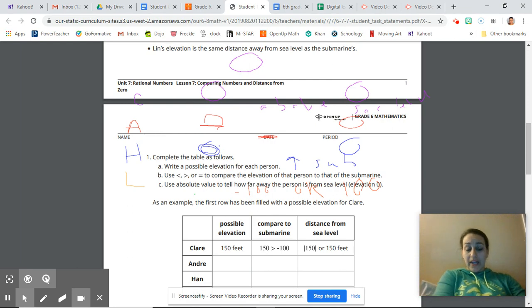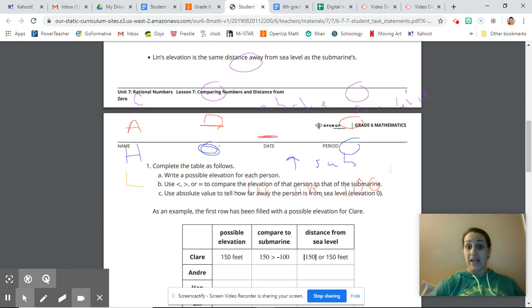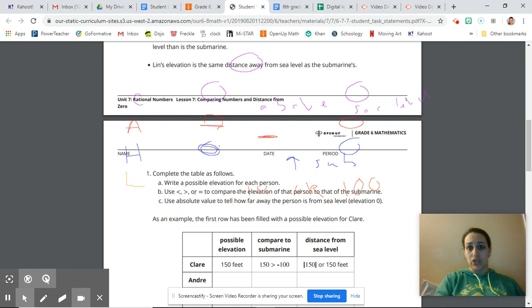All right, so Claire, they already filled in for us that a possible elevation for her is positive 150 feet. We had made the little notes, she was our purple, that she would be above sea level, and 150 feet is above. Comparing her to the sea level, it said that she was greater than the sea level, so we're going to use that greater than symbol. Remember, those symbols are hungry, so to speak. They open toward the greater, larger quantity.